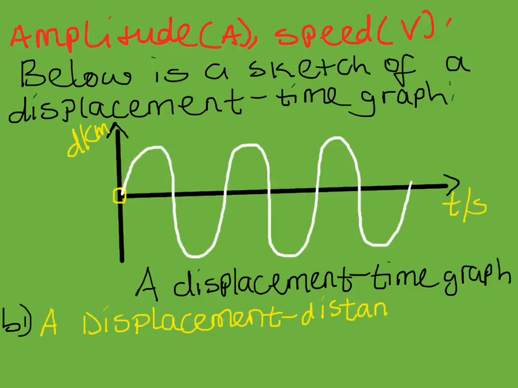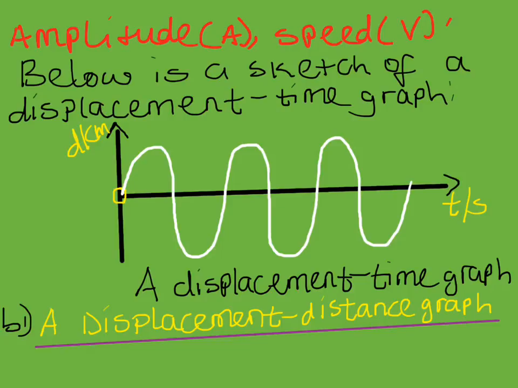If you take a displacement distance graph, the two are different. Displacement time graph is a graph of displacement against time. Displacement distance graph is a graph of displacement against distance. Some of you might get confused, saying displacement and distance are the same thing. No. Displacement, remember, is a vector quantity, while distance is a scalar quantity. So the two are different.